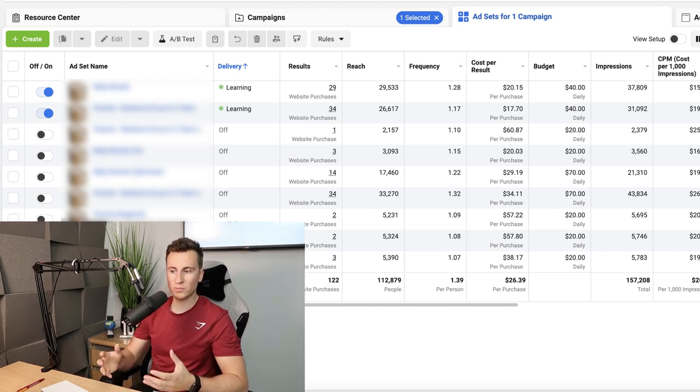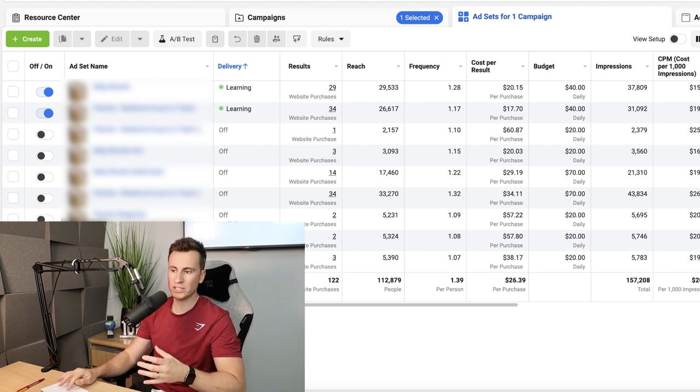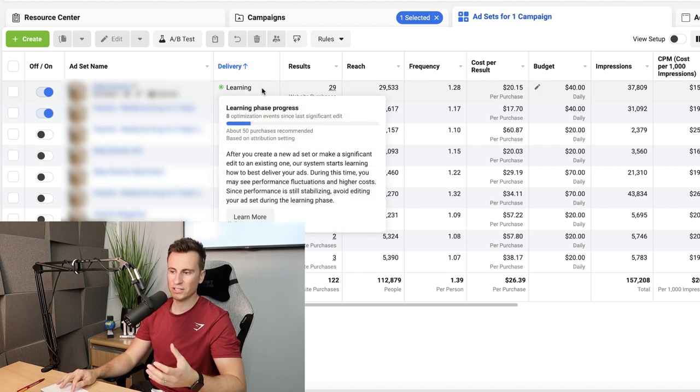So at the top, we have our two best performing ad sets that we ran from the testing phase. These have been profitable since day one, hence why I've kept them running. And even though the delivery says learning, they're still profitable.